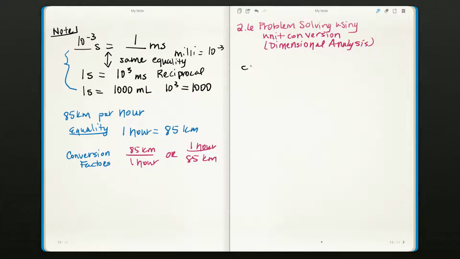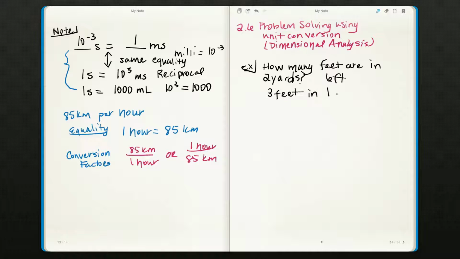Okay, so for example, let's say you want to figure out how many feet are in 2 yards. Okay, so you guys probably instinctively know this already. So you probably said in your head, there's 6 feet in 2 yards. And you know this because you know that there is 3 feet in 1 yard.